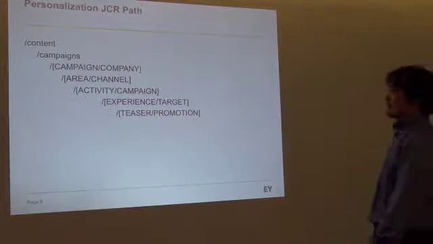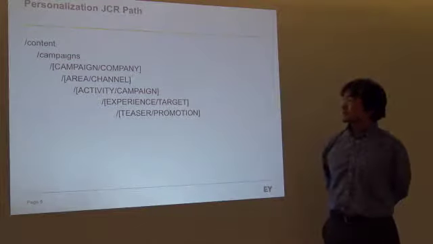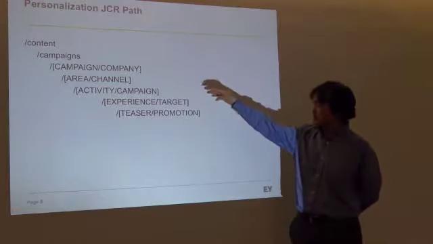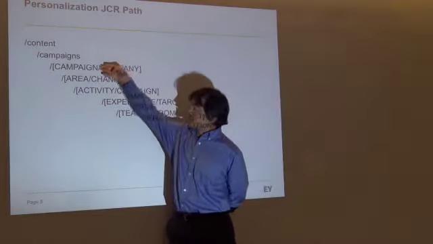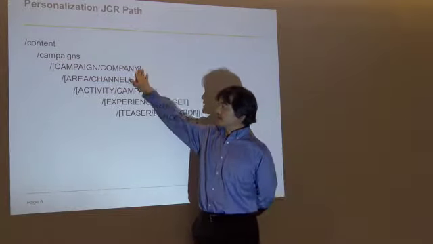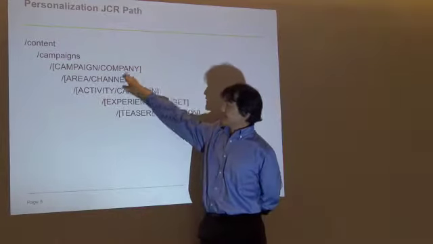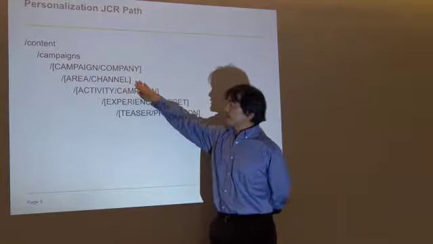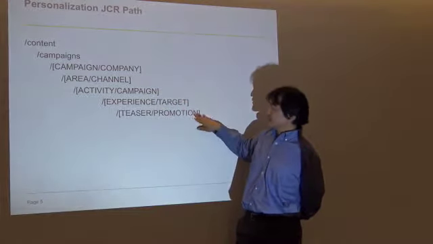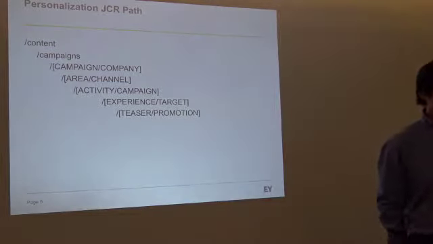So it's pretty important. Just to review, this is the personalization JCR path. If you look at the top, there's the campaign or company. So you start with /content, then campaigns, then campaign/company, because we were saying that within AEM they're synonymous. Campaign, company, brand, right? You get below there, you got area, channel, activity, campaign, experience, target, and teaser promotions. That's what it looks like within the JCR.